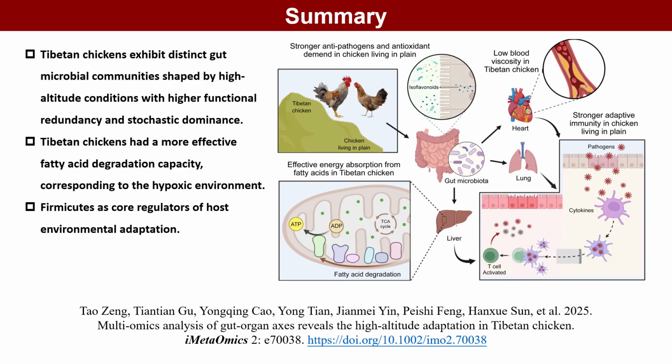In summary, we carried out a multi-omics study to explore the environmental adaptation mechanisms of Tibetan chickens. We found Tibetan chickens exhibit distinct gut microbial communities shaped by high-altitude conditions with higher functional redundancy and stochastic dominance, and have a more effective fatty acid degradation capacity. Meanwhile, Firmicutes act as regulators of host environmental adaptation, which contributes valuable insights into the adaptation of chicken gut microbiota to high-altitude environments.